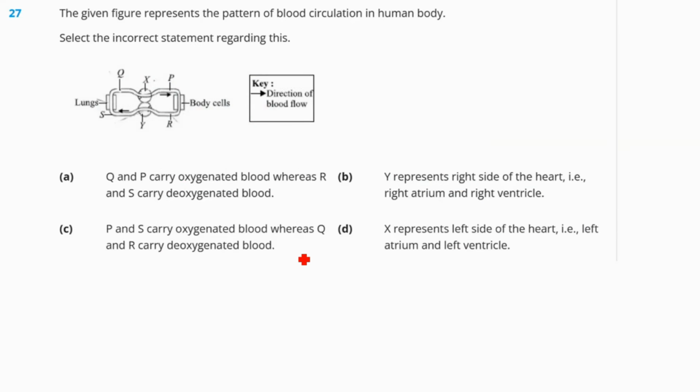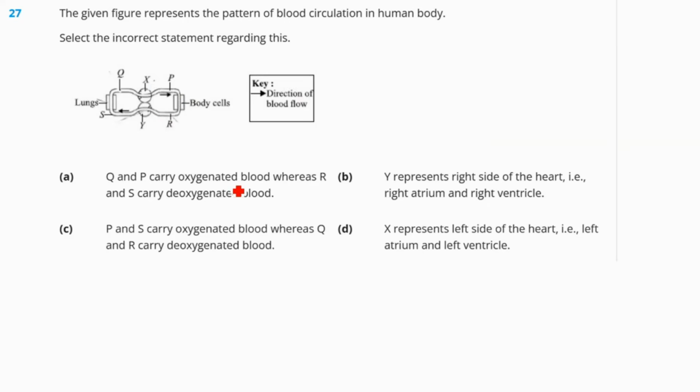Question 27. The given figure represents the pattern of blood circulation in the human body. Select the incorrect statement regarding this. The arrow indicates the direction of flow. This is the lungs, this is X and Y, and this is the blood cells. From Y it is coming to S, then to the lungs, then Q, then going to X, and then going to P, blood cells.